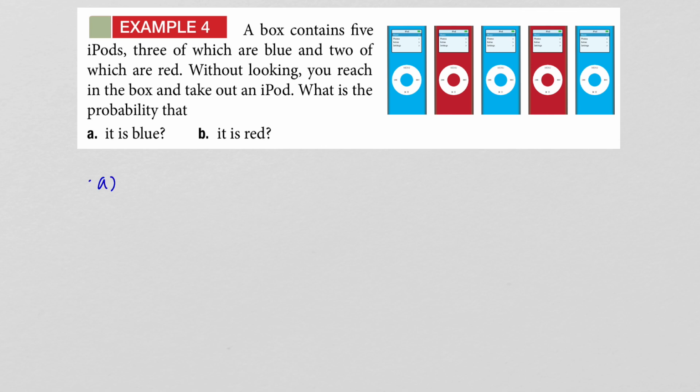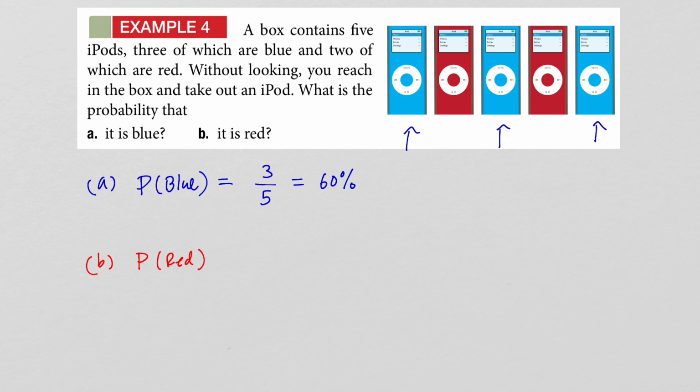So for part A, we're going to say, what's the probability of getting a blue iPod? Well, how many blue iPods do we have? We have 3, right? So there are 3 different ways you can get a blue iPod out of a total of 5 iPods. And so this is 3 divided by 5, or 60%. And for the second part, part B, what is the probability that you get a red iPod? Well, there are 2 red iPods out of a total of 5 iPods, and that is 40%.